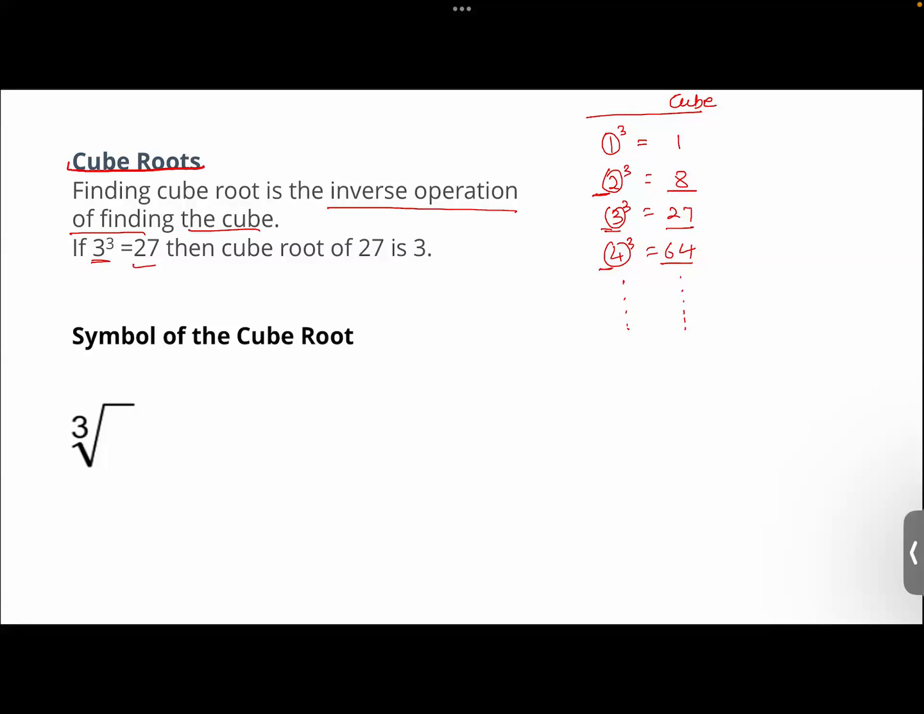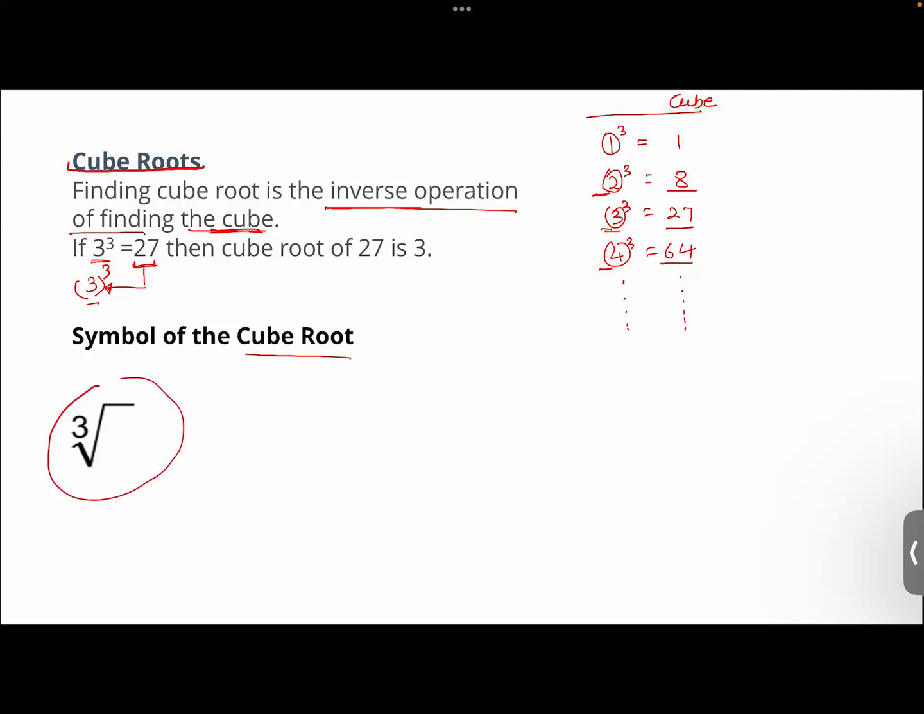But if you were to find out of which number 27 is the cube, 27 is the cube of which number? It is 3. So it is actually the inverse operation of the cube. While doing the inverse operation, we find out that it is the cube of 3. And this 3 here is called the cube root of 27, and we represent the cube root via this symbol here.